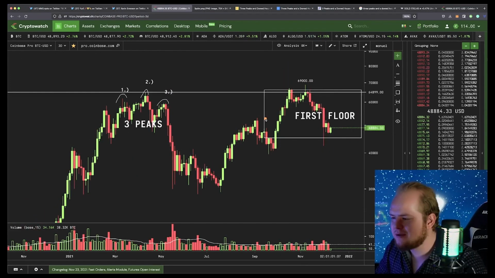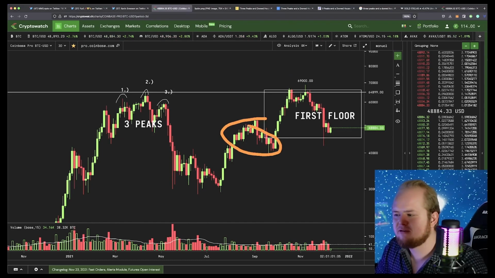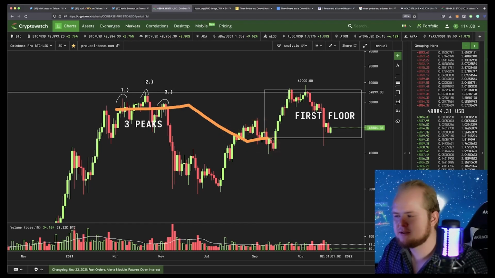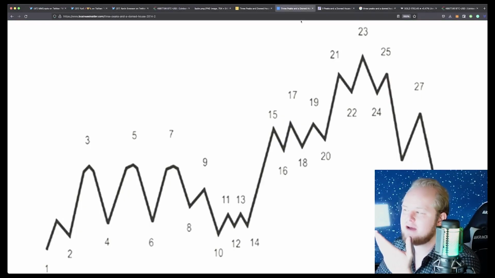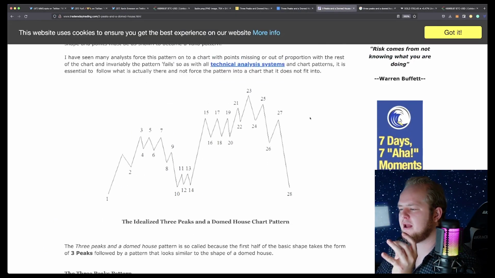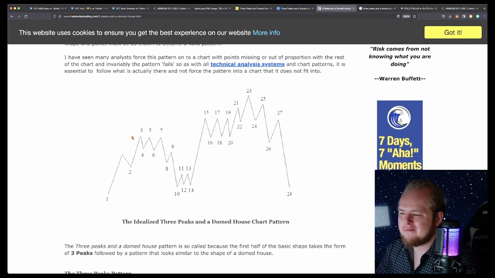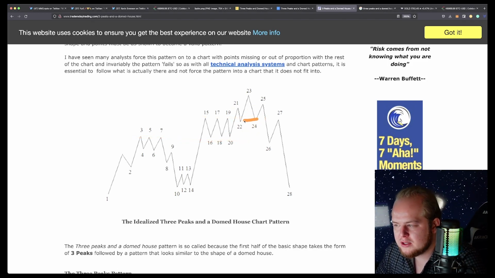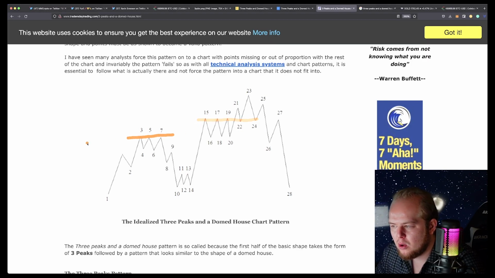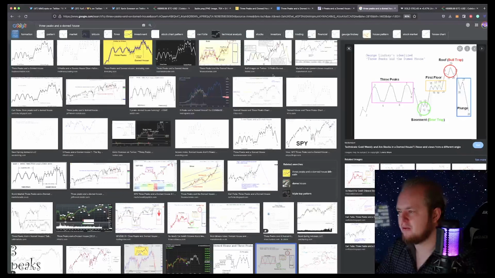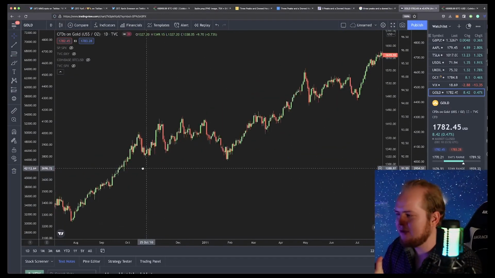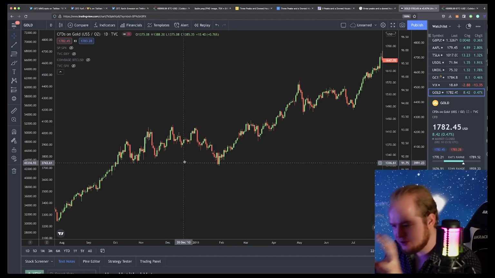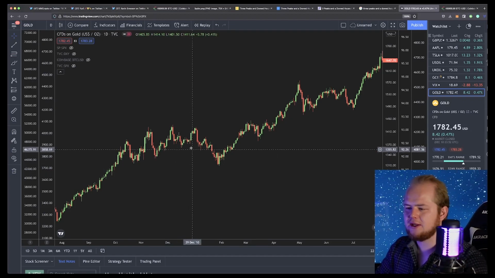And also this right here, I don't think you can call this a first floor if it's below the 3 peaks, right? So, I just have to disagree with Chris here. It's pretty much every schematic shows that the roof, right, 22 and 24, the support is coming in along either the first floor or the 3 peaks itself, right? And there's even examples of this looking at gold in 2011. One of the most famous examples is gold. This is the gold chart in 2011.